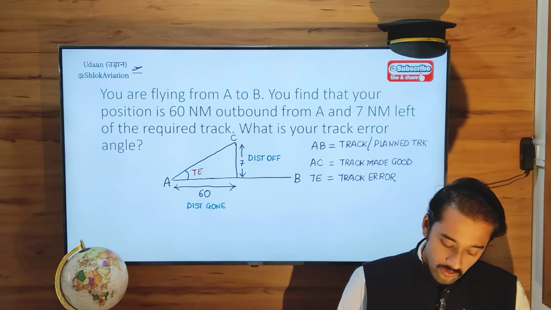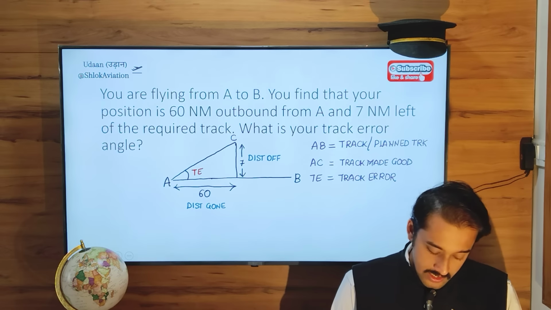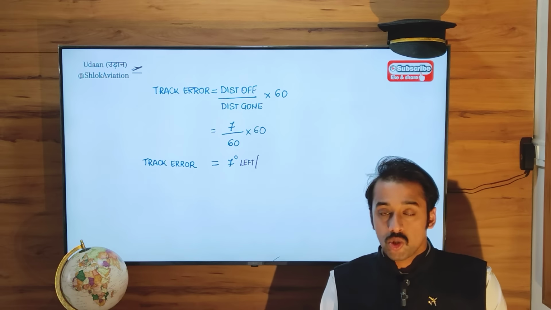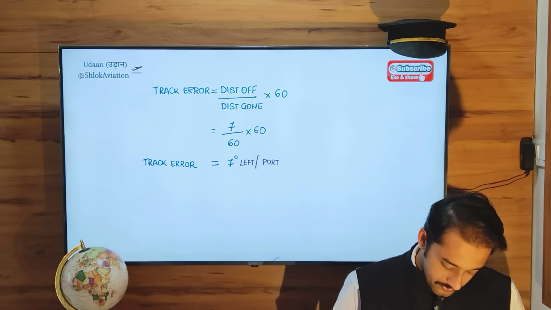And next, over here in the first sum it was 7 degree to the left hand side. So we can say 7 degree left, or 7 degree left is also called port. So 7 degree port side.